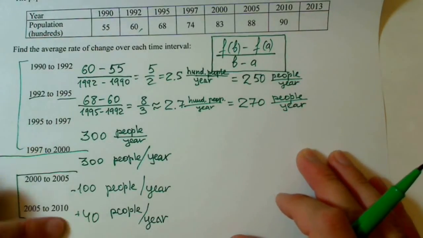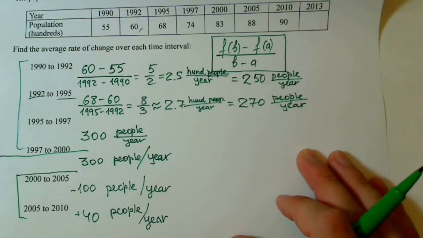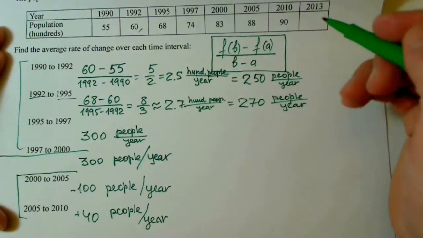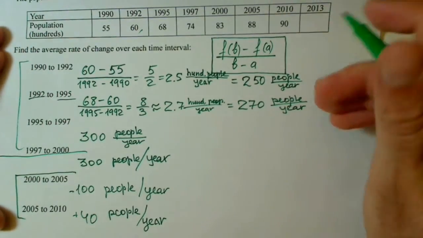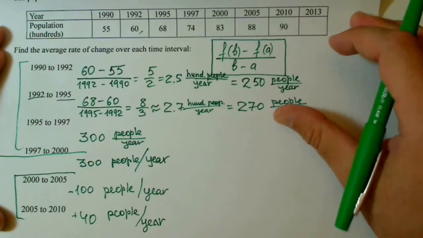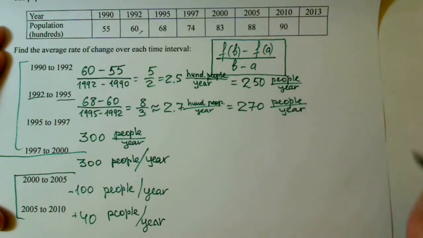Now, based on this information, we have to predict. Actually, it's the next question. How many people are we going to have in 2013? To predict this, we're just going to use our average rate of change between 2005 and 2010. It was 40 people a year.